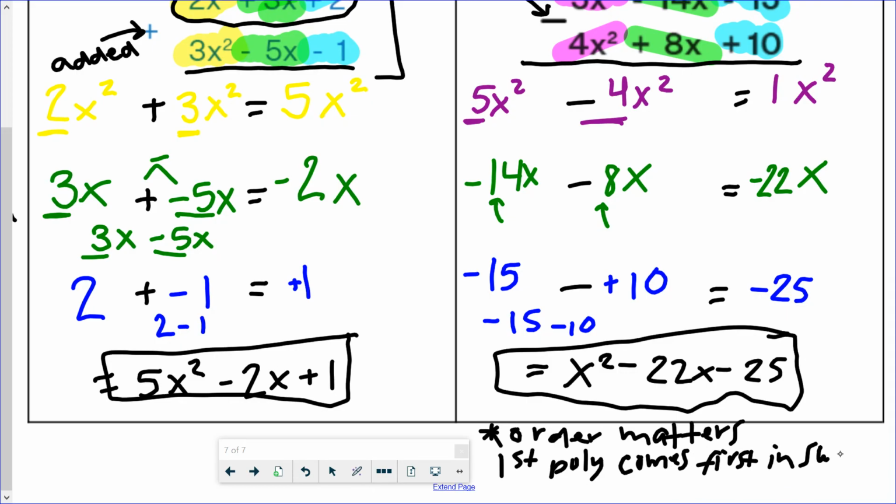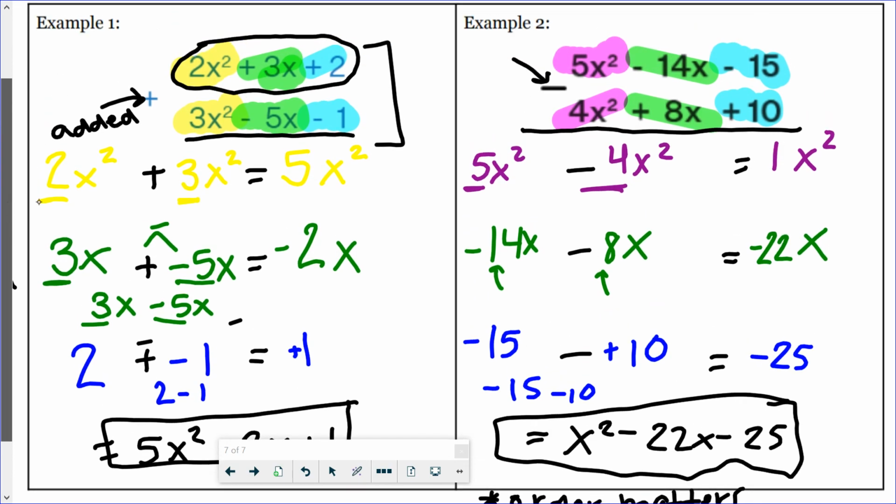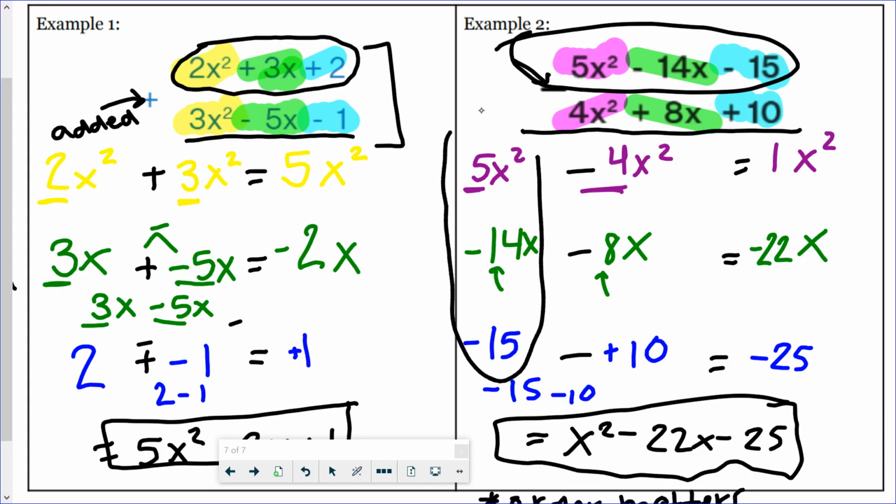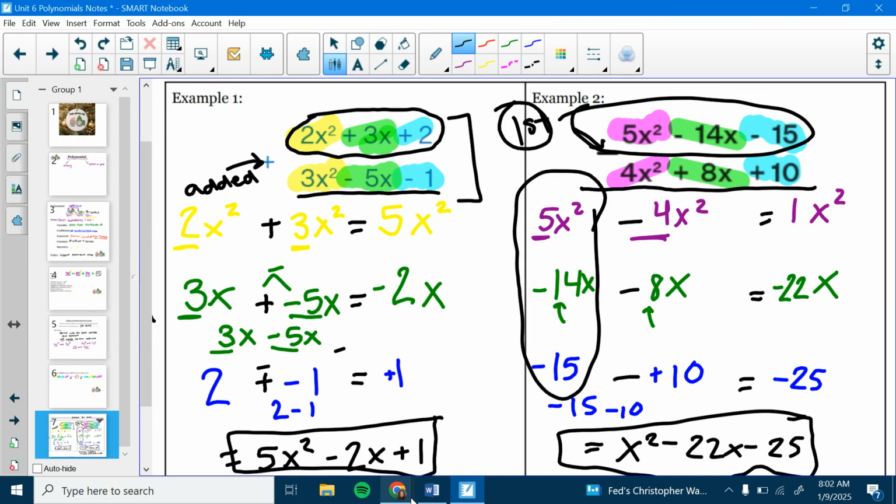in subtracting. Okay, when you are subtracting, the first polynomial, so whatever is on top or written first, this one will always go first in your subtraction. If you switch them around, you will get an inaccurate answer. So please make sure that you have these ones going first. Okay? All right, that is what we have for adding and subtracting polynomials.